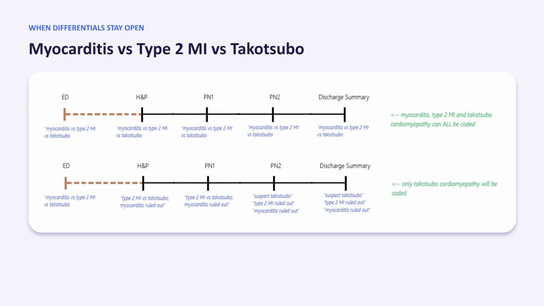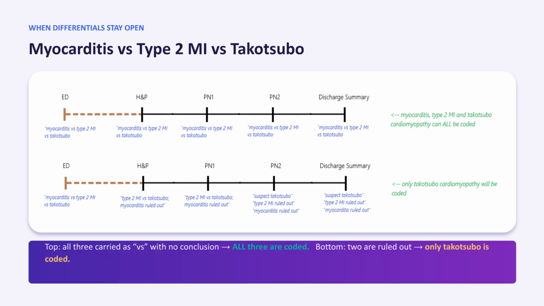In a differential of myocarditis versus type 2 MI versus Takotsubo cardiomyopathy, if all three are carried as versus diagnoses consistently with no conclusion, all three will be coded. If you rule out 2 and narrow it down, only the final diagnosis is coded. Your words dictate what makes it into the final record.